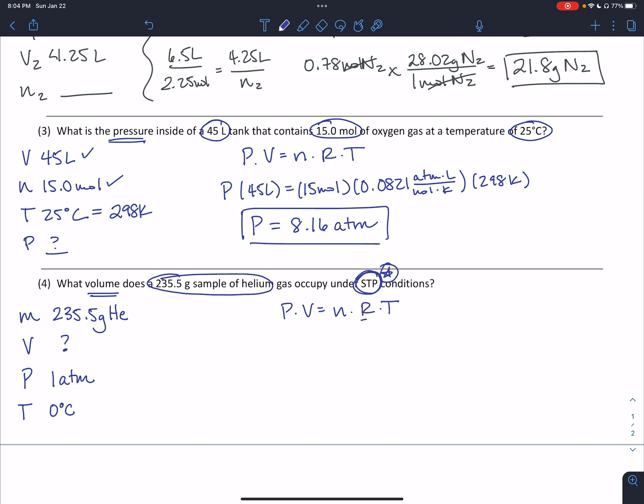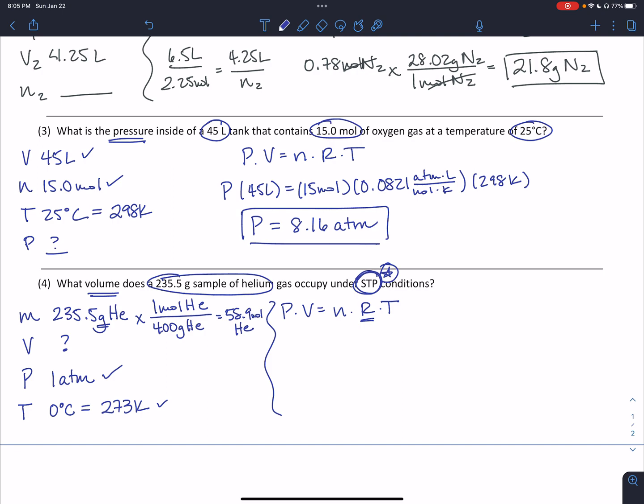But again, R sets some units for us, so we go back and check. Well, pressure unit's good. I need to convert degrees Celsius to Kelvin, so that's going to be 273 Kelvin, and now that'll work. This gram is not good. I have to have that in moles, so I'm going to take a minute and convert into moles. So 1 mole of helium has a molar mass of 4 grams. So I'm going to divide 235.5 by 4, and I'm going to find that I have, wow, a lot, 58.9 moles of helium, and that will work with the ideal gas law.